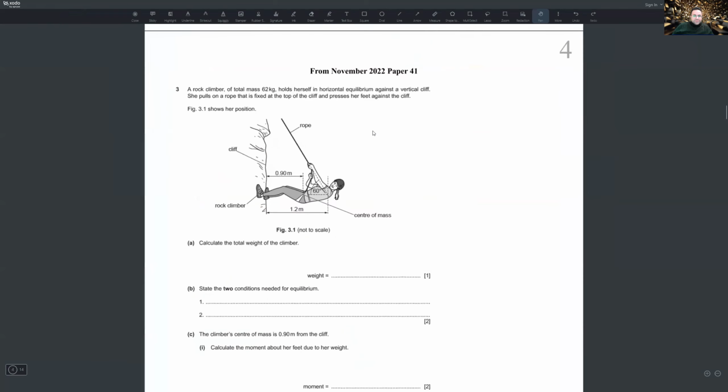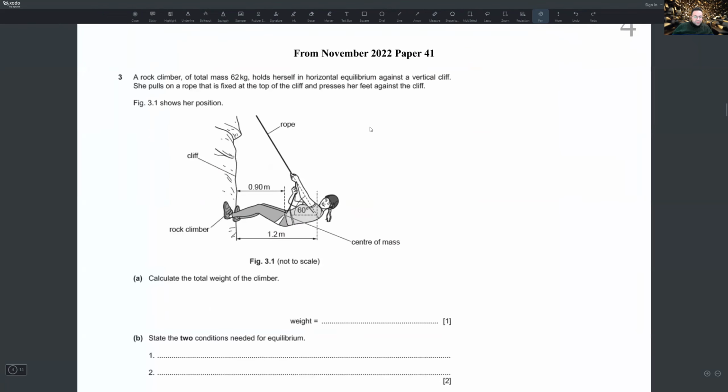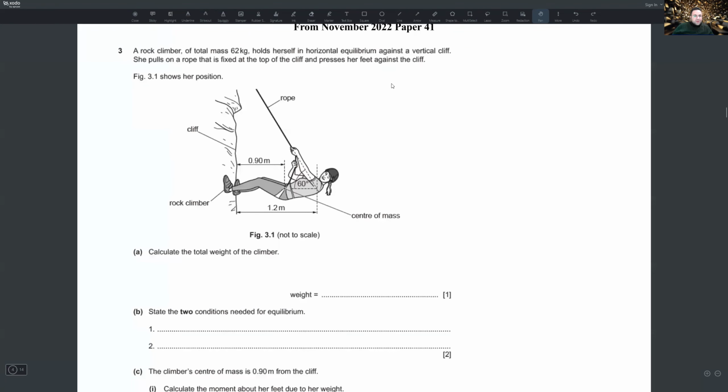Let's solve a question. This is from November 22, variant 1. So, first, a rock climber has a total mass of 62 kilograms. She holds herself in a horizontal equilibrium position against the vertical cliff. She pulls on a rope that is fixed to the top of the cliff and presses her feet on the cliff. So right now, the rope ده عامل force.